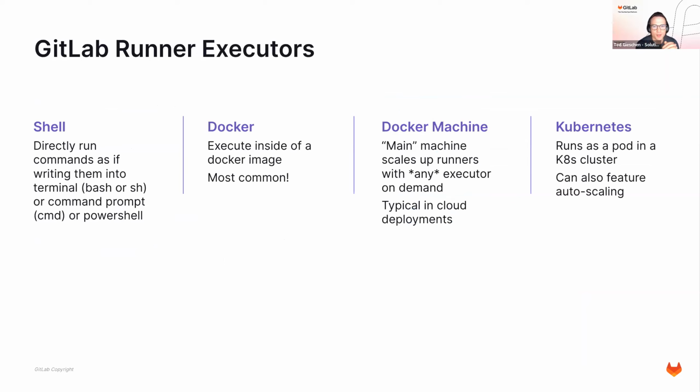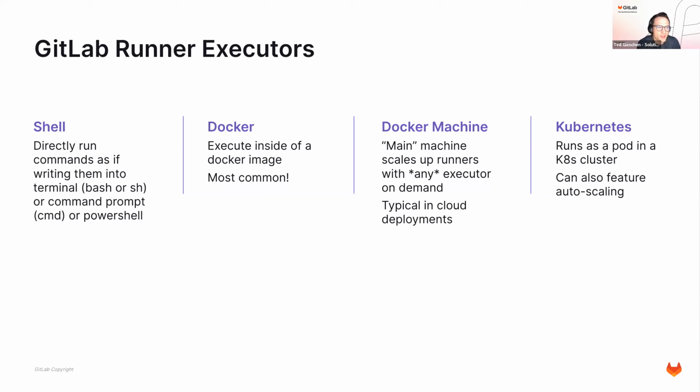And now one thing that's really important is the different ways in which you can execute GitLab runner jobs. So the first one is shell. As the name suggests, they basically run commands as if they were written in a terminal command prompt, PowerShell. We also have Docker, which executes within a Docker image. And in our experience, this is the most commonly used.